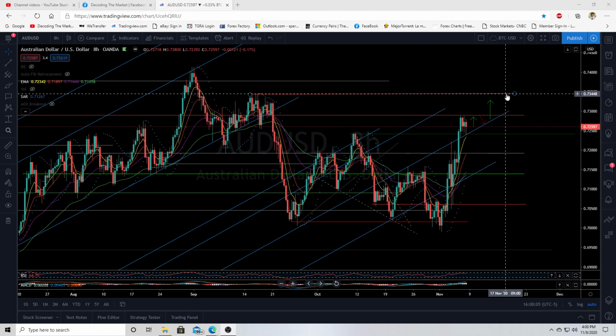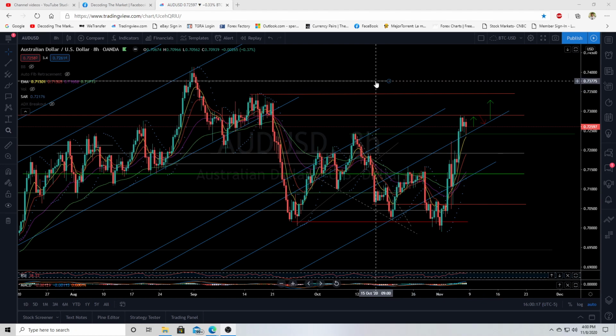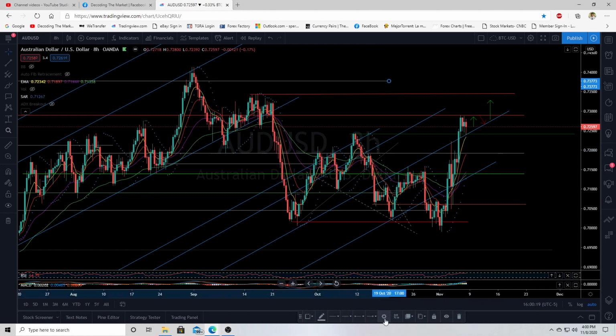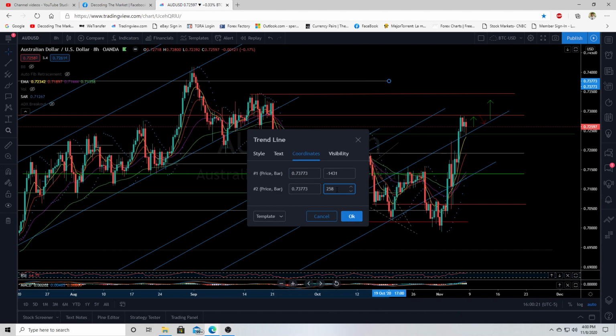right up here in 0.7344, but you can keep your trade a little bit longer, expecting to touch this particular level. Let me add it to make it a little bit more clear, guys.